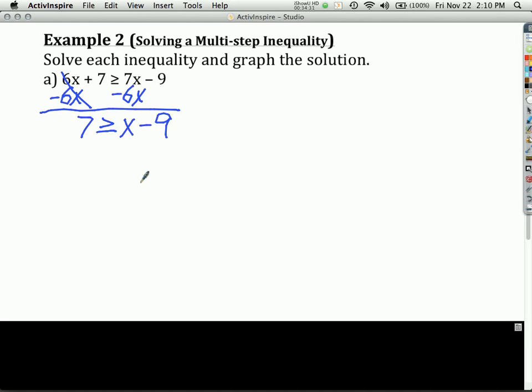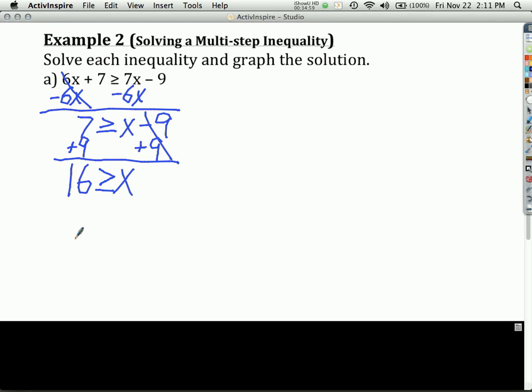What's the next step in solving? Kayla? Very good. You said that beautifully. Add 9 to each side. This disappears. I now have my x by itself. Did I multiply or divide by a negative number? No. So the symbol stays the same. And now I have my starting value.